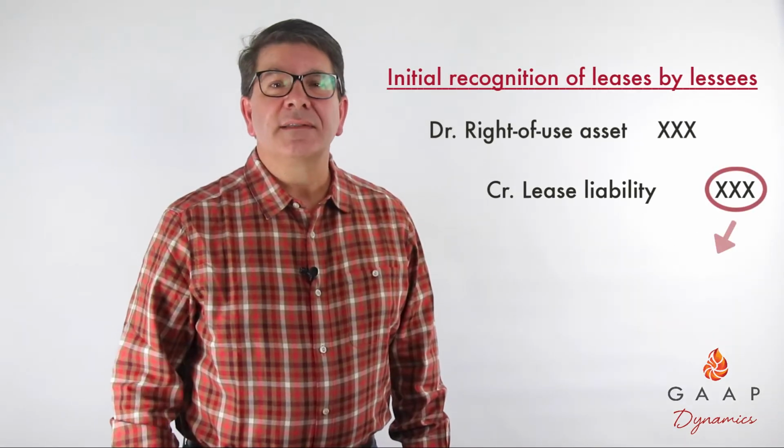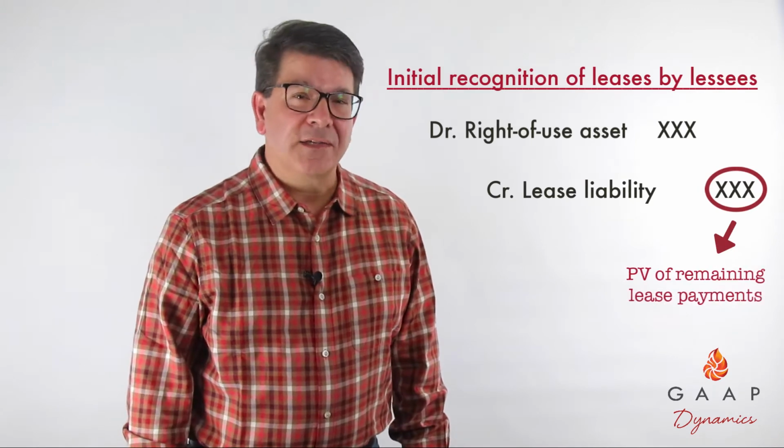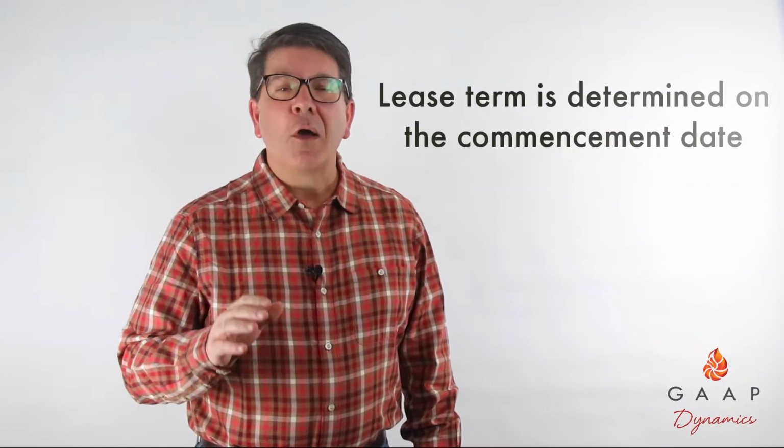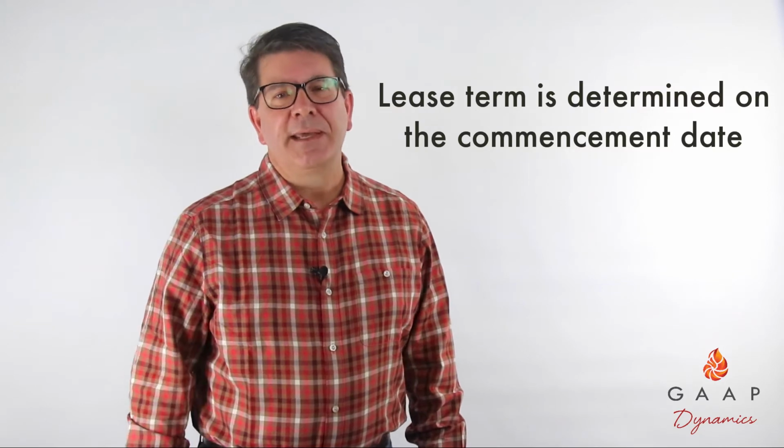The lease liability is equal to the present value of the remaining lease payments. In order to determine this amount, we need to figure out three things: lease term, lease payments, and an appropriate discount rate. In this video, we'll talk about the lease term. The lease term begins and should be determined on the lease commencement date.